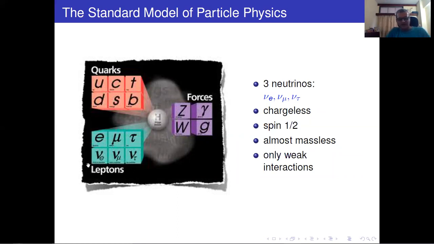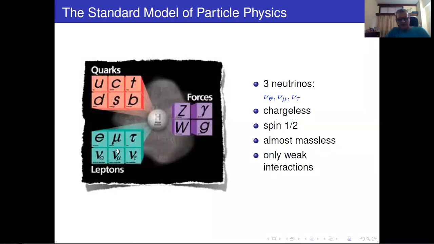In leptons, you are, of course, familiar with electrons, but there are also the mu and tau, which are also charge minus one particles. However, they are heavier than the electron. Mu is about 200 times heavier, and tau is about 3,500 times heavier than the electron. So these three, e, mu, and tau, are collectively called charged leptons because they have charges.